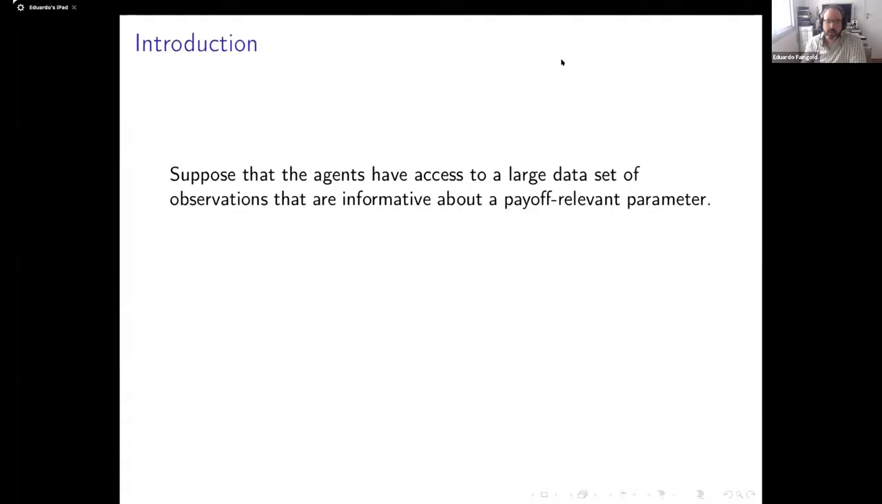So we have a setting where agents have access to a large data set of observations that are informative about a payoff relevant parameter. And when I say agents here, they're not really agents, because no one is going to take actions. It's just going to be a multi-agent passive learning setting. People are just sitting there observing stuff and making inference about the payoff relevant parameter. The idea is that after this inference stage, they're going to play some kind of a game, but we don't look at that. So there's a complete separation between the action stage, which we don't model, and this passive learning stage that we look at carefully.